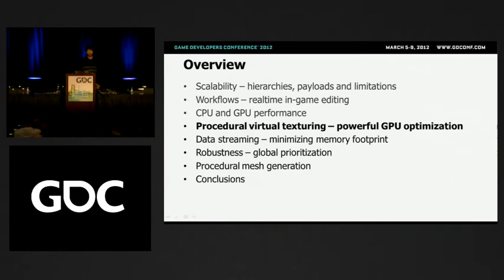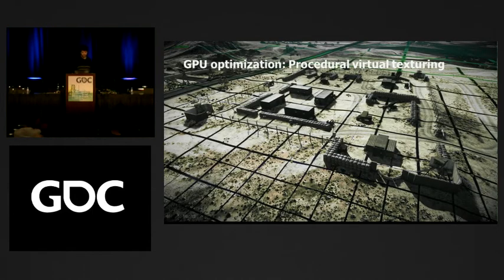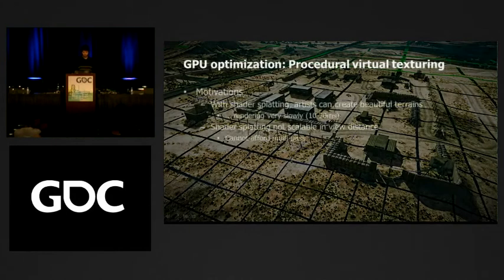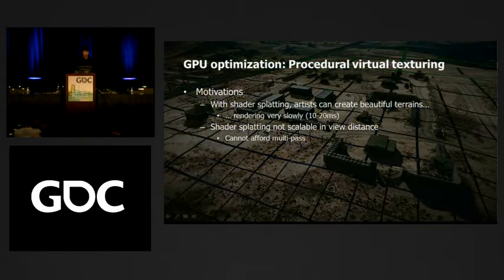I've been mentioning this virtual texture a few times. So what is it? Well, before telling you what it is, I'll tell you why we have it. The shader splatting algorithm allows the artist to make beautiful terrains, but they can easily become very expensive. We've seen figures like 20 milliseconds on terrains, which is completely unacceptable.